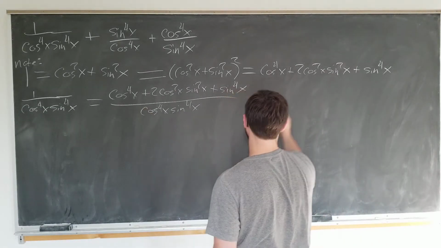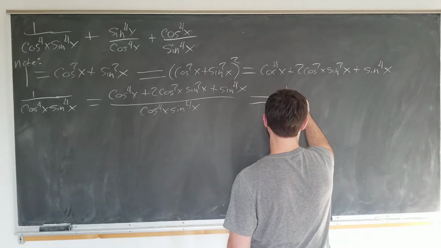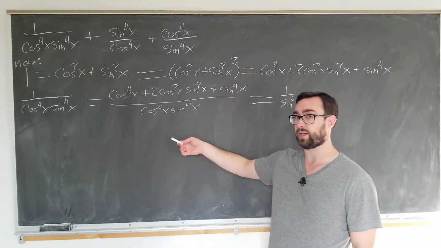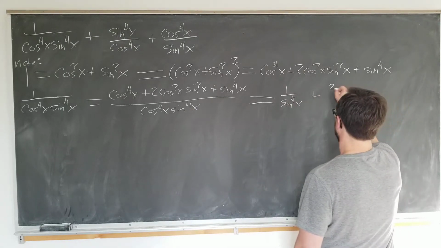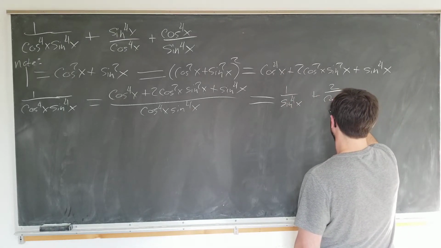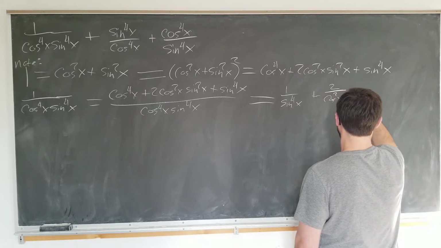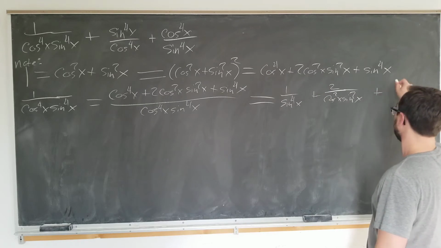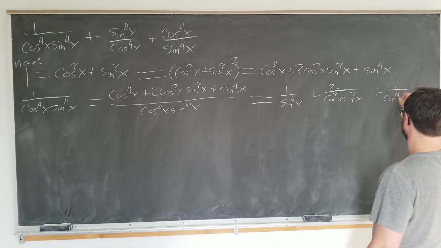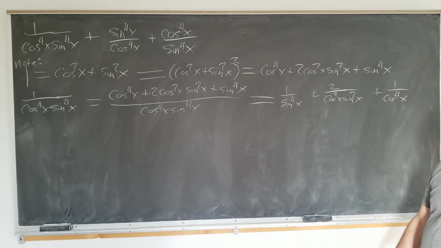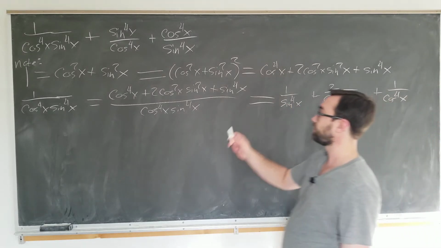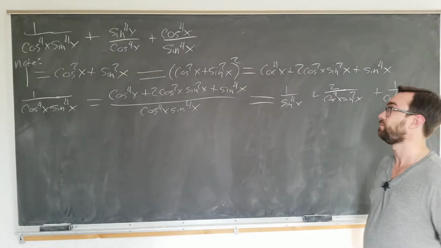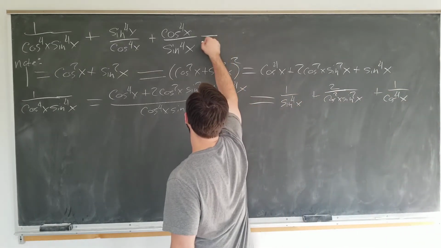These are going to cancel. So it's 1 over sine to the fourth x, first term. The second term, we're going to have 2 on the bottom. So 2 over cosine squared x sine squared x. The last term, sines are going to cancel. 1 over cosine fourth x. And now what we're going to do is plug this into our main expression. I'm going to skip a step and combine some terms since I have limited space.